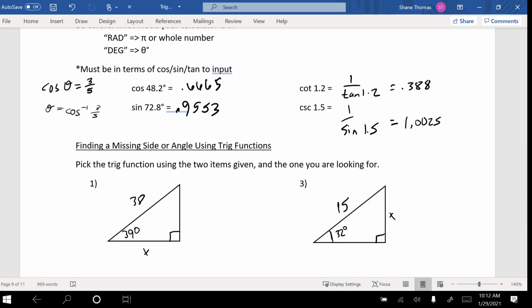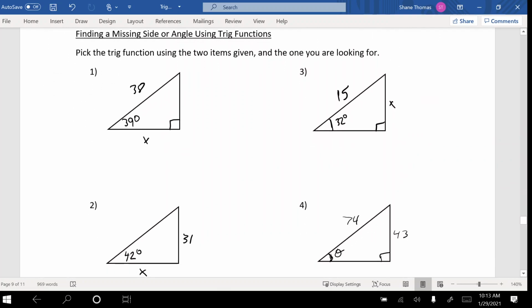Then in your calculator, you would just do inverse cosine, which is second cosine, 3 over 5. Make sure you close up the parentheses. And there you're going to get 53 degrees. That's how you solve for an angle. Use the inverse sines to solve for an angle. We're going to use that in one of these problems down below. Questions?